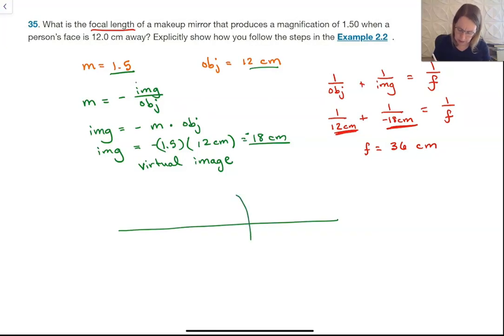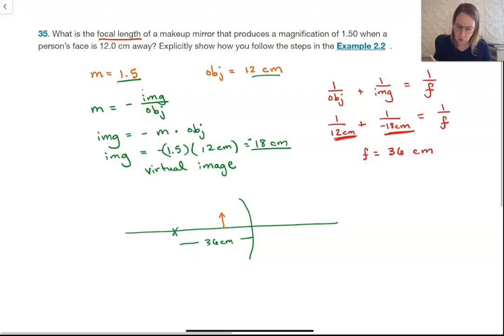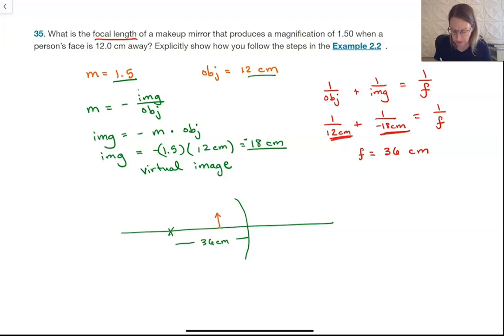Okay, so let's try again. There's the mirror. And we're going to say our focal length is here, so that would be 36 centimeters, but we've put the object at 12 centimeters, so about a third of the way in, right? So that's our object distance at 12 centimeters. And so when we do this, we can draw our rays. The rays I like to draw are the ones that come in parallel and then go out through the focal point. Okay, so that's one of the rays that comes from the top.